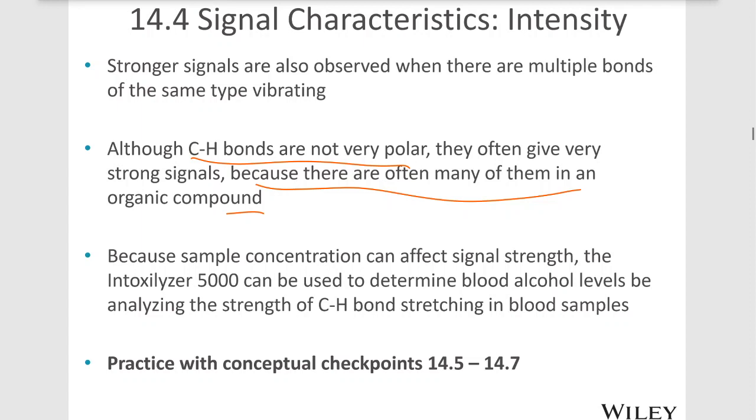Okay, and this feature is actually used in the Intoxilyzer 5000 that determines blood alcohol levels, used by police officers. So a higher concentration of bonds in the sample is going to indicate that you have a higher alcohol level. Okay, so if you have a stronger signal strength, it indicates you have a higher concentration of alcohol.